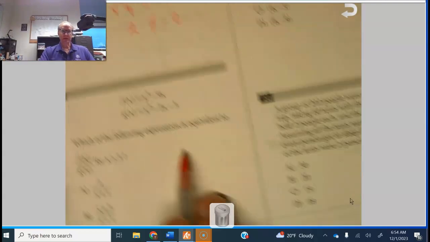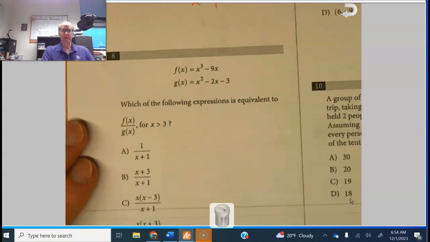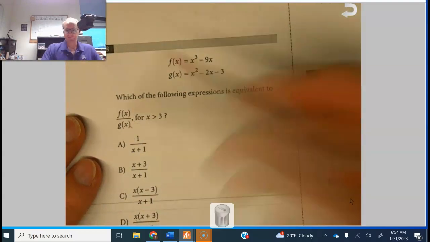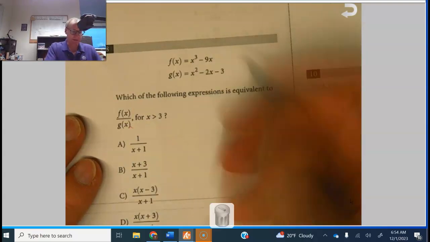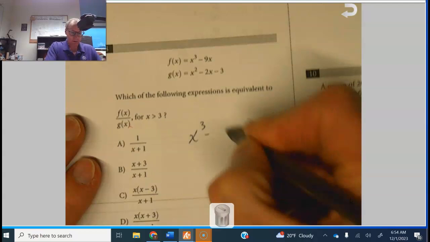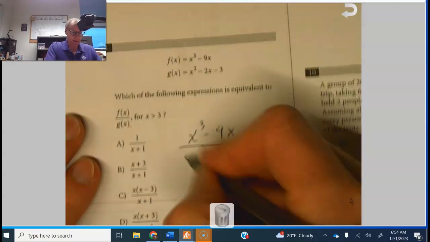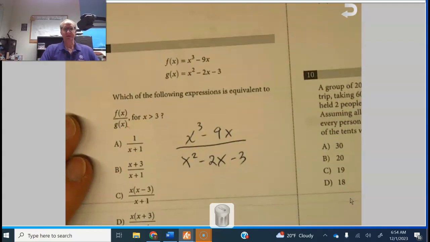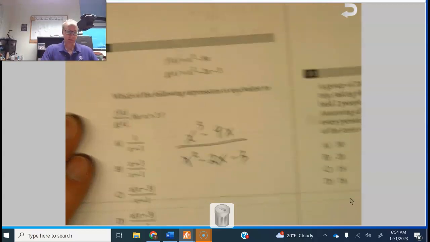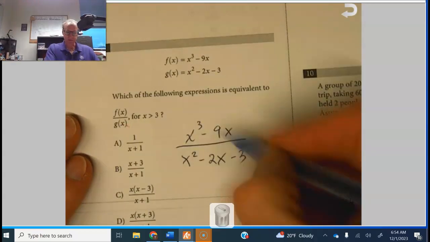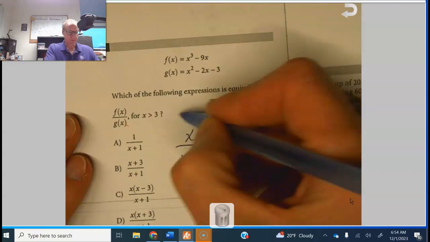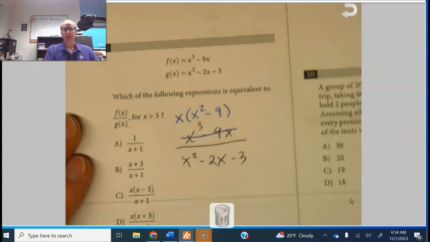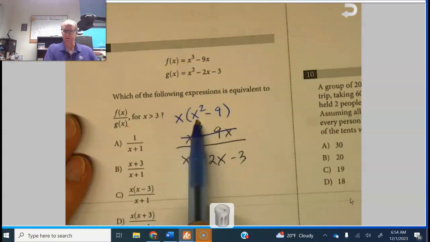I move on. This one is a polynomial expression. We're taking f of x and dividing it by g of x. And so what I end up with is x cubed minus 9x over x squared minus 2x minus 3. These kinds of expressions need to be factored. And the trick for factoring them, we look for common factors. It looks like we have an x in both parts of this. So this is x times x squared minus 9. Hopefully you all recognize the difference of squares when you see it.